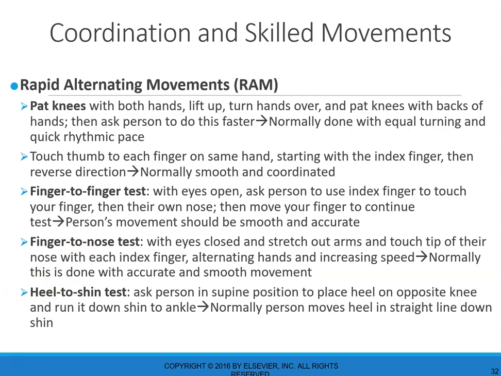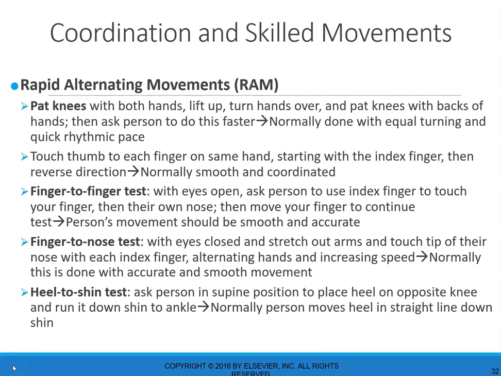Rapid alternating movements. With rapid alternating movements, you're going to have the patient sit with both hands on the knees, and you're going to have them pat the knees with their hands, lift their hands up, and then pat with the back side of their hands. You're going to have them do this back and forth, and ask them to go faster and faster.